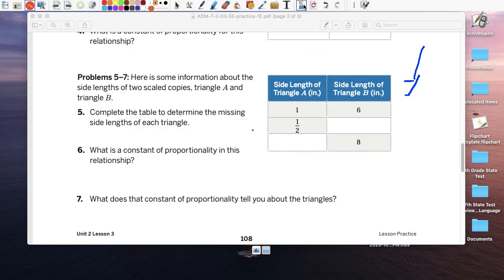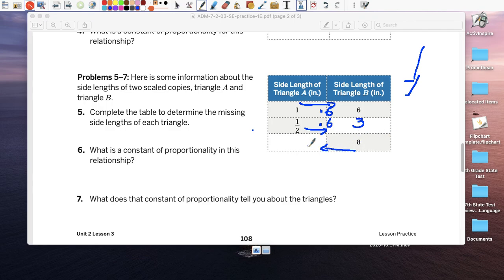Well, what's the relationship here? How did the 1 become a 6? It's times 6. So there's my constant of proportionality. Every time side A is 1 inch, side B will be 6. Now, what if side A is half an inch? Side B will be 3. So we're going this way. What if I went this way?